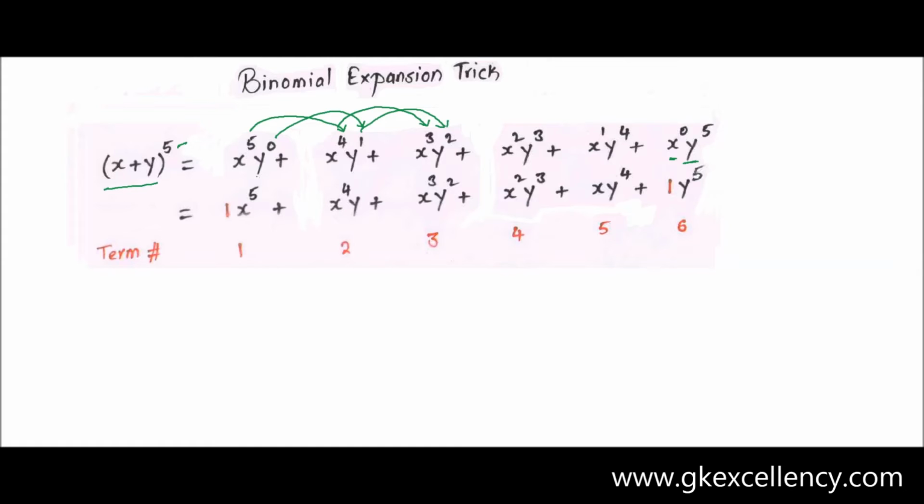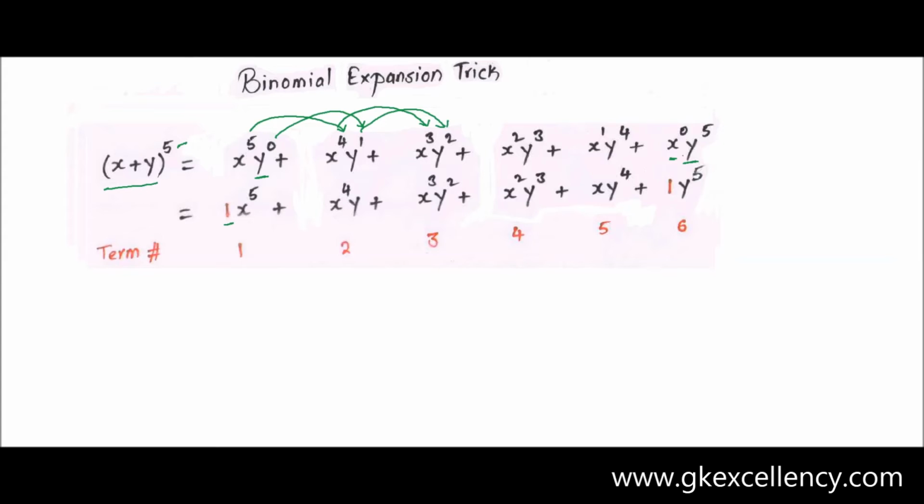For example, here you can see y raised to 0. Any number raised to 0 is always 1, so I assign 1 here. Then I simplify x raised to 4, y raised to 1, which is just y. Similarly, x raised to 3, y raised to 2, I'm dropping as it is, and x squared, y raised to 3 as it is. Then x raised to 1, y raised to 4, I'm making it x times y raised to 4.